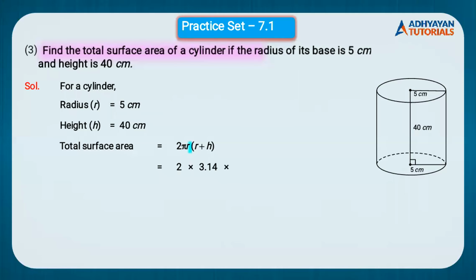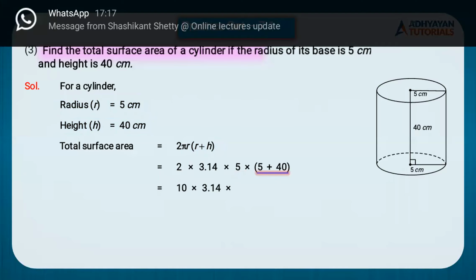Into radius. How much is the radius? 5. So now we have written radius as 5 in bracket r plus h. r is 5 plus h. Now h we know it is 40. So this is what we have. Now students, I'll help out with simple calculations. 2 into 5. How much is 2 into 5? 10. Into 3.14 into 5 plus 40. How much is 5 plus 40?